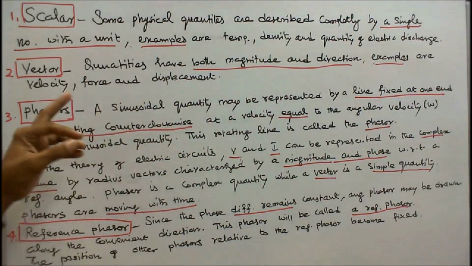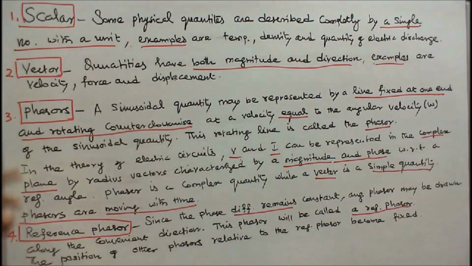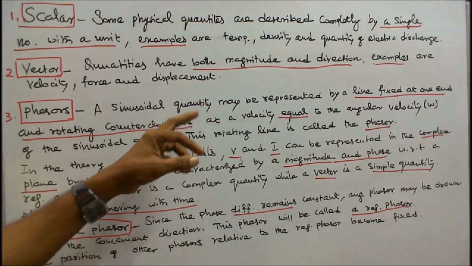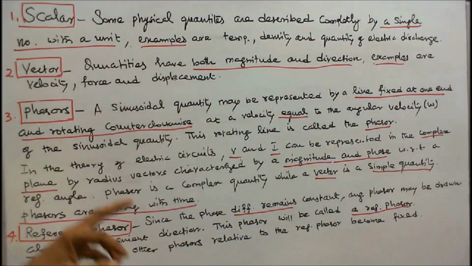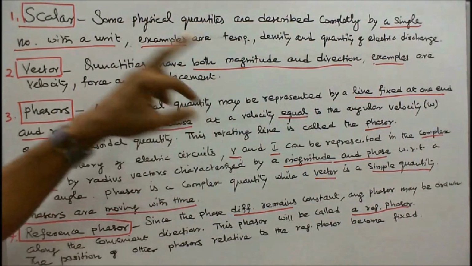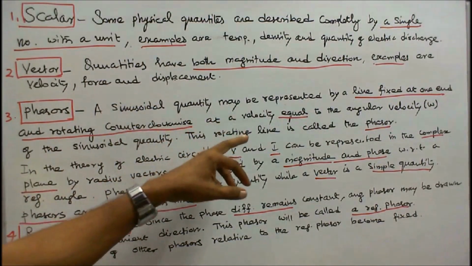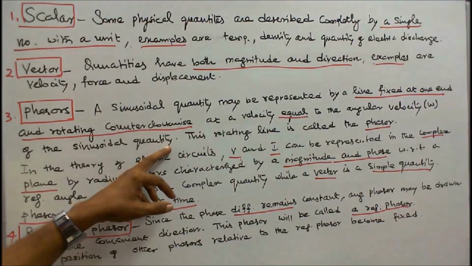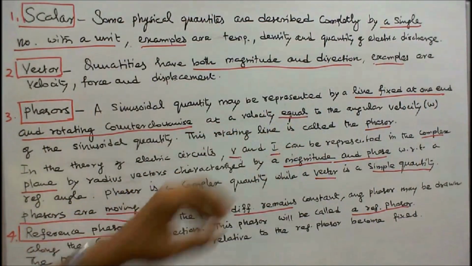Examples are velocity, force, and displacement. Number three, phasor. A sinusoidal quantity may be represented by a line fixed at one end and rotating counterclockwise. Counterclockwise is a convention. It rotates at a velocity equal to the angular velocity of the sinusoidal quantity. This rotating line is called the phasor.